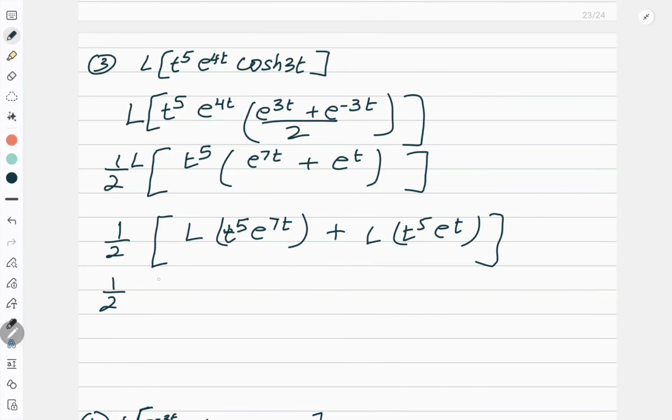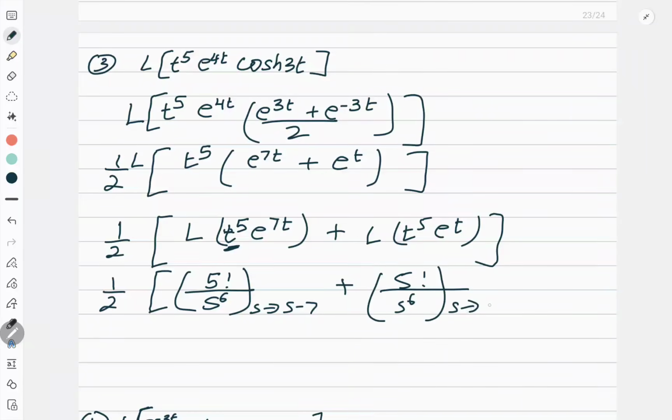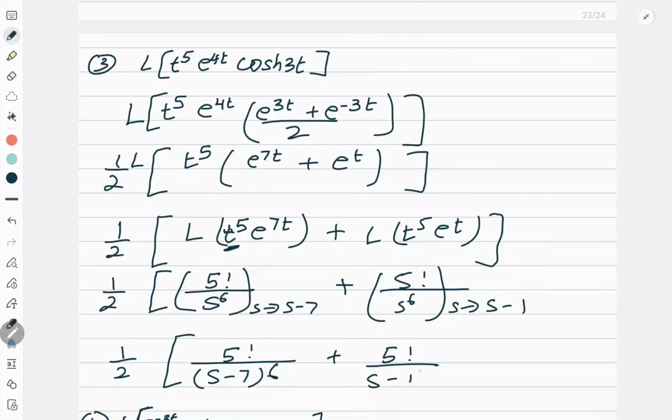1 by 2, and here Laplace of t to the power 5 is what? 5 factorial upon s to the power 6. And in this, in place of s, I should put s minus 7. This is also one way to express. Plus 5 factorial upon s to the power 6, and in place of s, I should put s minus 1. So what is the answer? 1 by 2, (5 factorial upon (s minus 7) to the power 6 plus 5 factorial upon (s minus 1) to the power 6). This is my answer.